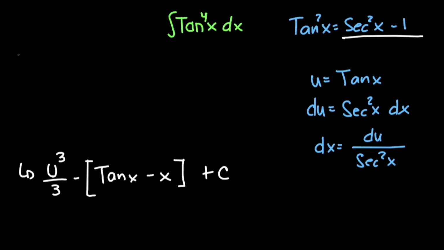So the final answer here, firstly, substitute u back into its original form. So it would be 1/3 tangent cube of x minus tangent x plus c.